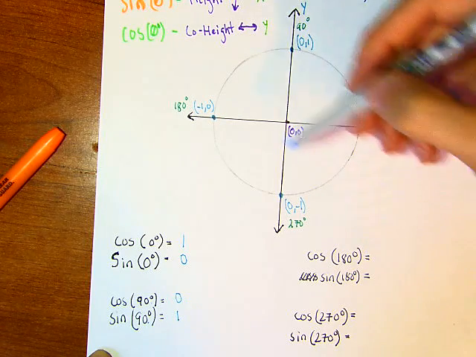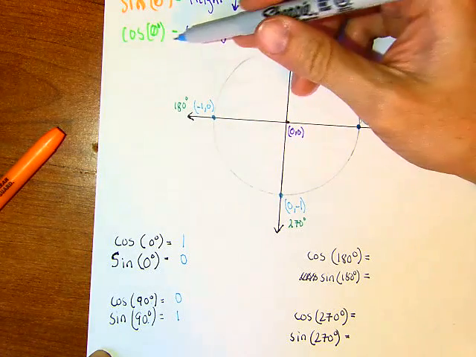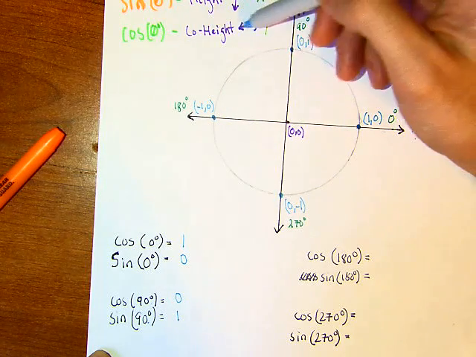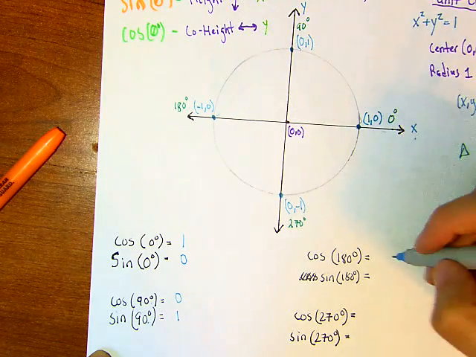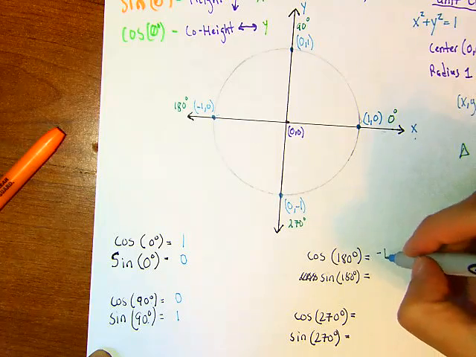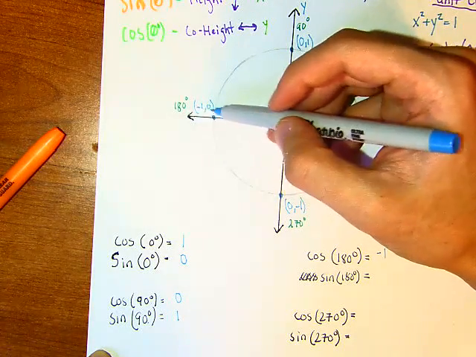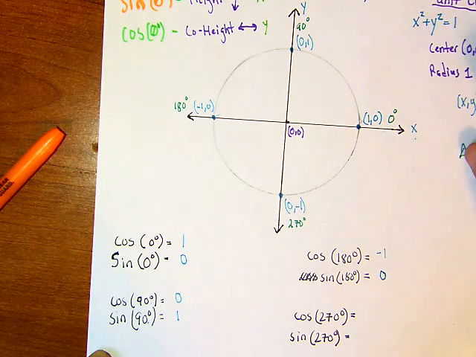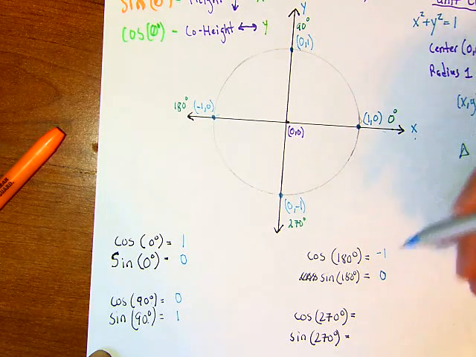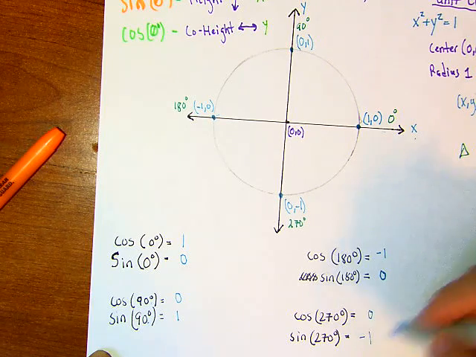Okay. What about cosine of 180, sine of 180? Cosine of 180, what is the distance from here to the y-axis? Remember, cosine is coheight, left and right. What is the distance left and right from here to here? It's not 1, but it will be negative 1. What's the sine of 180? Can I go up and down from this point? No, it's 0. What about this one? Try and pause the video for a quick second. What do you think it will be? Cosine will be 0 and sine will be negative 1.